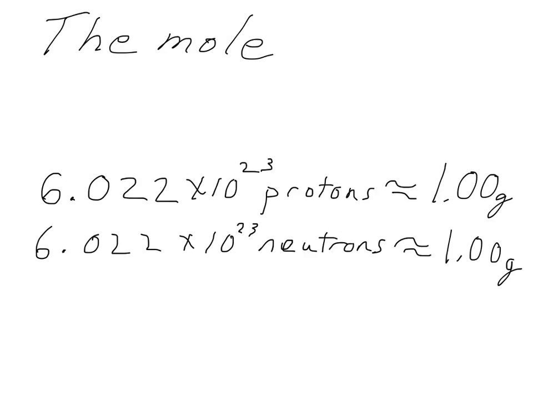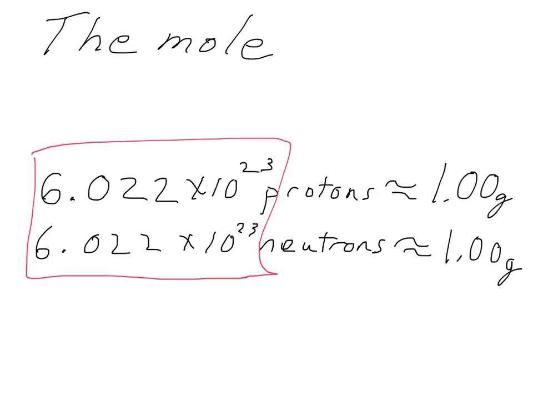This number, this 6.022 times 10 to the 23rd, is so important that we've given it a special name. We refer to 6.022 times 10 to the 23rd of anything as a mole. The mole is simply another name for 6.022 times 10 to the 23rd.